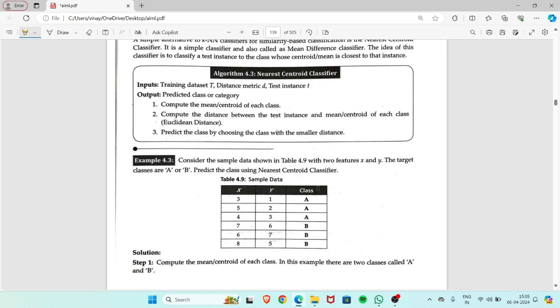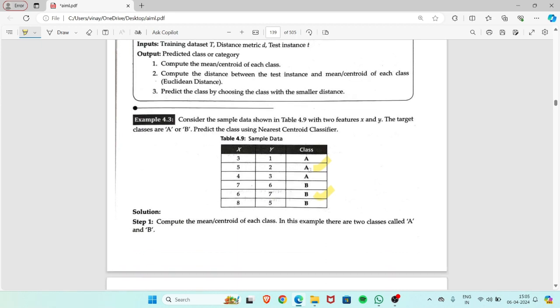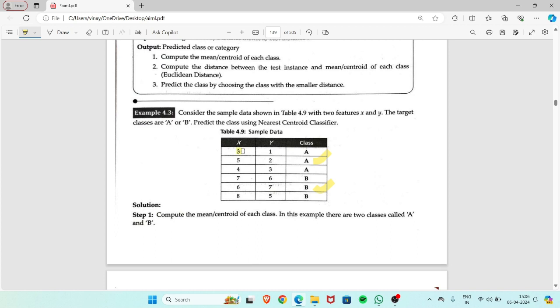So here is all the training data set. These are the classes A and B. First of all, if these classes are jumbled up, you have to make an appropriate table for that, so that A are together and B are together, so that once you are solving this question, you don't end up getting confused. So the values are 3, 5, 4.